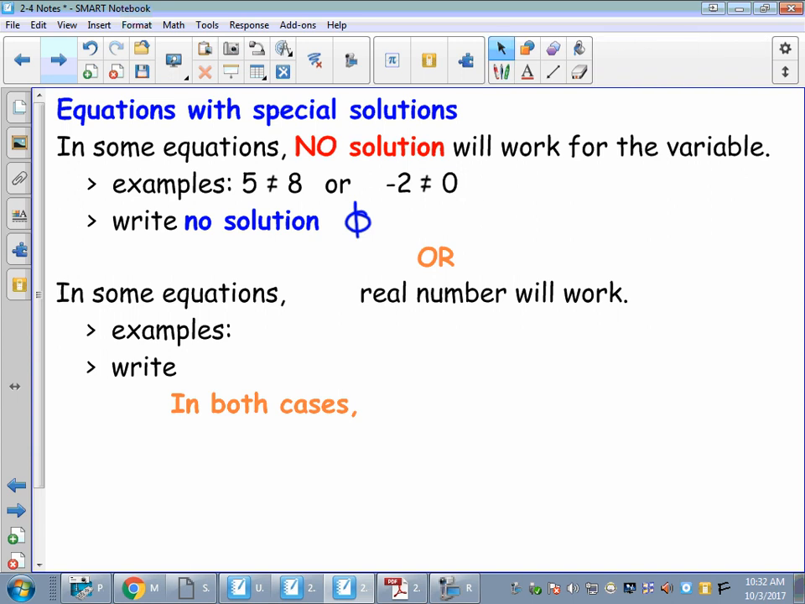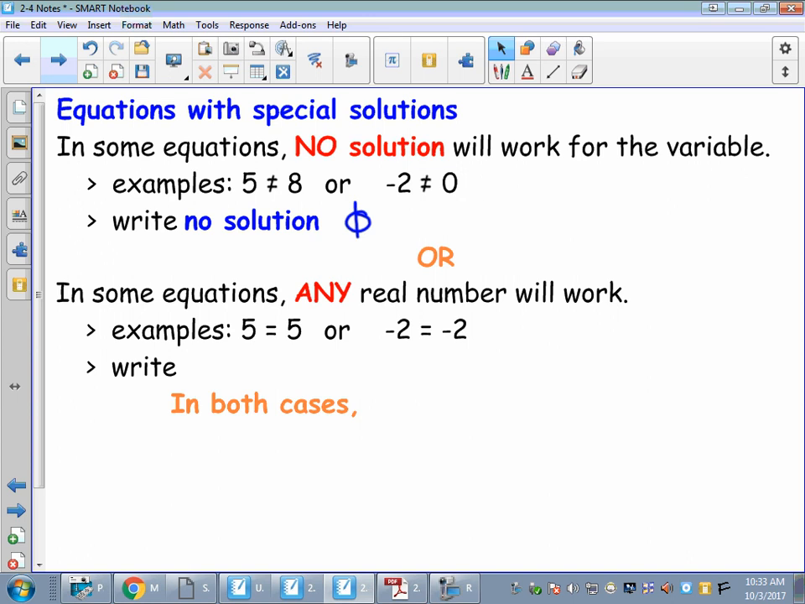Same thing happens though. You might get it where any real number will work. So the variable disappears again, and it doesn't matter what the variable is. This will always hold true. 5 will always equal 5, or -2 always equals -2. So basically, in both situations, the variable goes away. You just got to look at the remaining information.